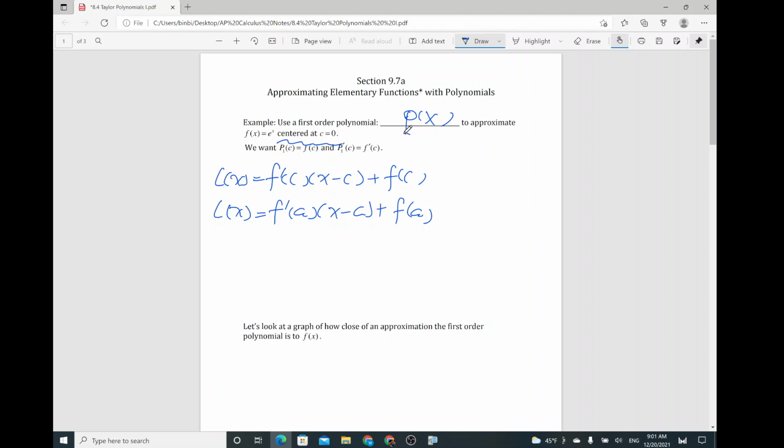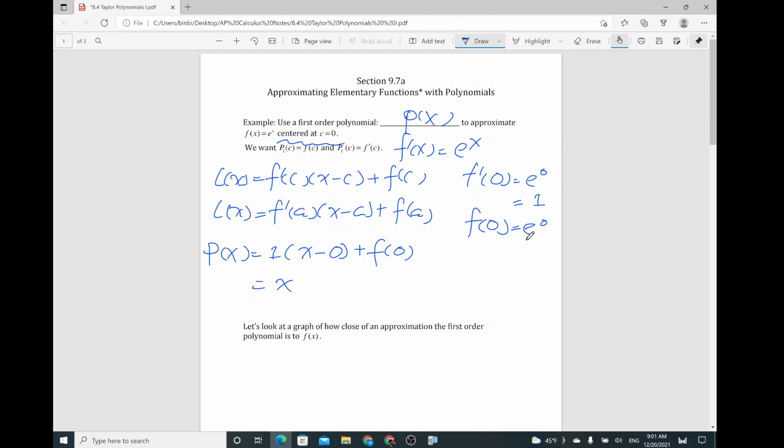So for the first one, let's find the first derivative. For e to the power of x, the derivative is e to the power of x again. So f prime of 0 is e to the power of 0, which is 1. Using the linear approximation formula, p of x, that's 1 times x minus 0 plus f of 0. So it's 1 times x, which is 1x. f of 0 is e to the power of 0, which is also 1. So it's x plus 1.